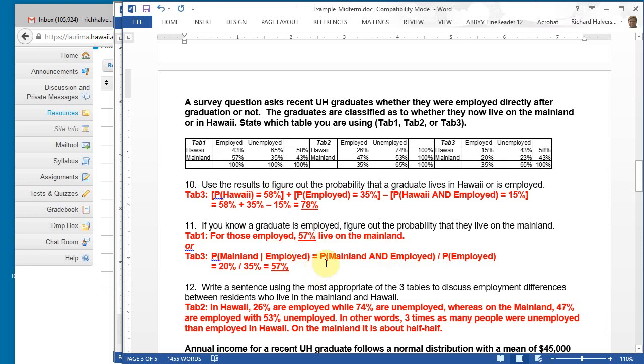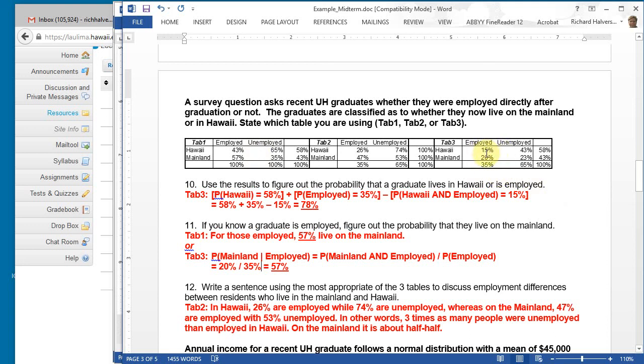The indirect way to do it, if you want to use the formula, is that the probability of somebody living on the mainland given that they are employed is equal to the probability that they live on the mainland and they are employed divided by the probability that they're employed. And then with that you use table 3. So you would use this formula if you don't have a table 1.